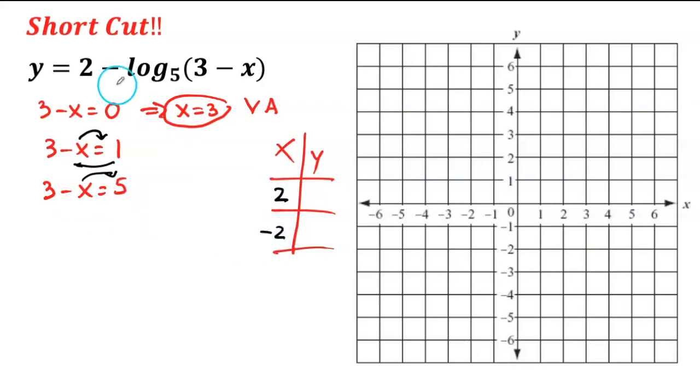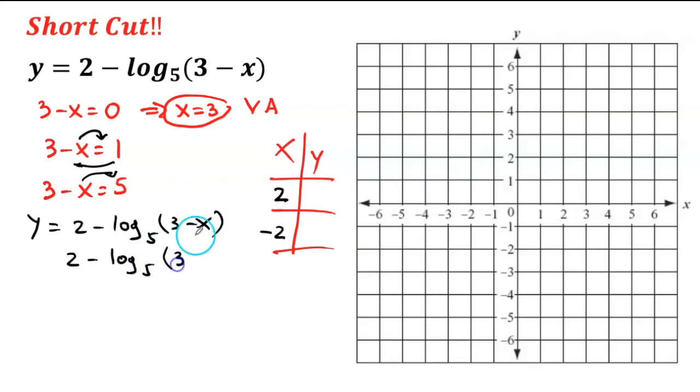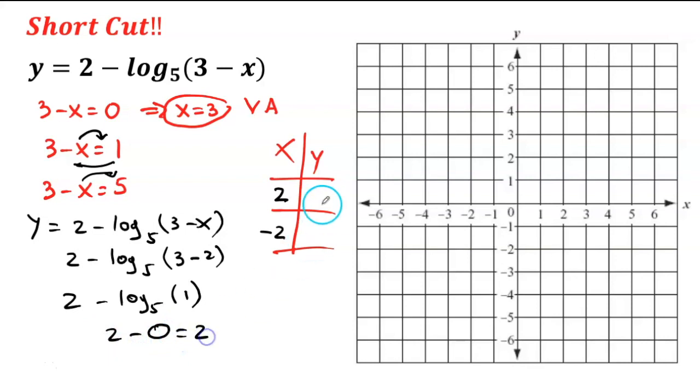Once I have this, I plug it in here. y equals 2 minus log on base 5 of 3 minus x. Instead of the x, 2 minus log on base 5 of 3 minus 2. Log on base 5, 3 minus 2 is 1. Log of 1 is 0. So 2 minus 0 is 2.